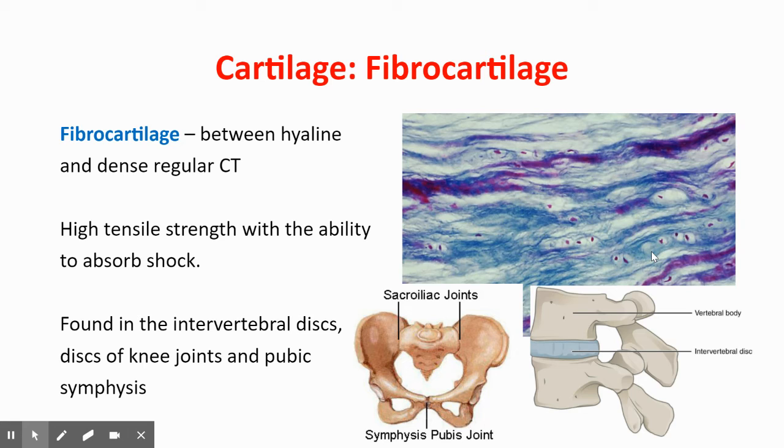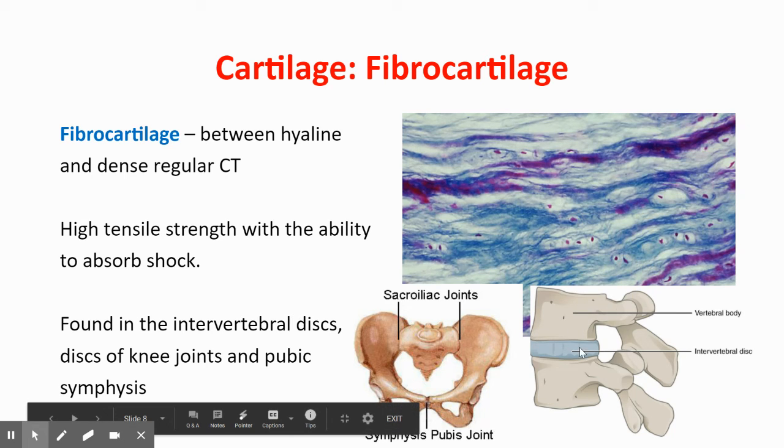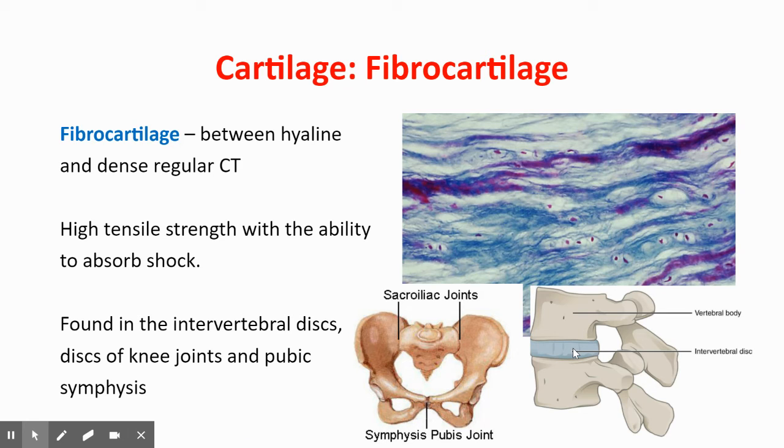We find fibrocartilage in areas that need to absorb shock. So the biggest part of your body that absorbs shock are the discs between your vertebrae. So this is like your backbone here, and you have these discs in between each vertebra. And so if you're jumping up and down, these discs are going to help to absorb shock. Obviously, your knee joints are another place that's going to absorb a lot of shock, and so you've got fibrocartilage in your knee joints.